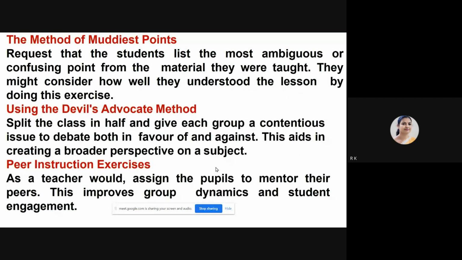The method of muddiest points, like the dirtiest ones. Request all the students to list the points where they are most confused, or the material they were taught. Ask them to revise it. Ask them why it was given like that, and where they are finding it very difficult. So they might consider how well they understood the lesson by doing this exercise. This is one of the innovative methods, because we give clarity to a point or a concept when explaining in class. But if you give the confused point, they will start asking questions: Ma'am, not very clear, could you explain it again?